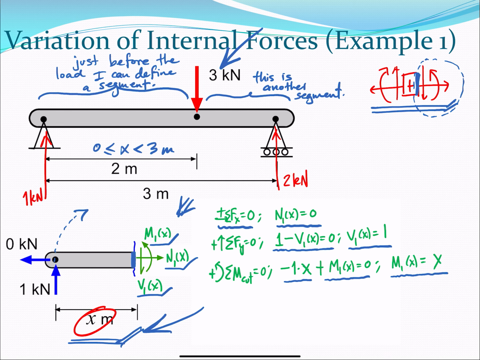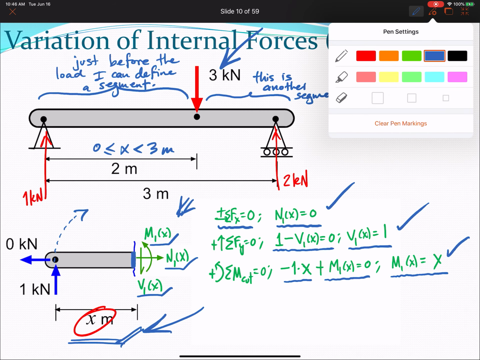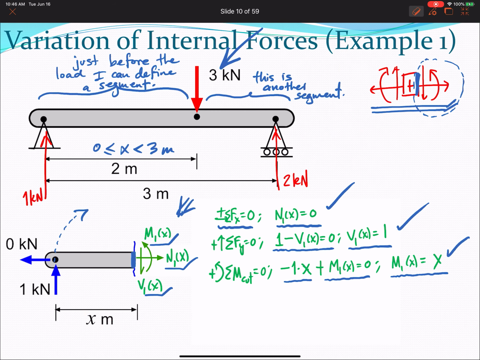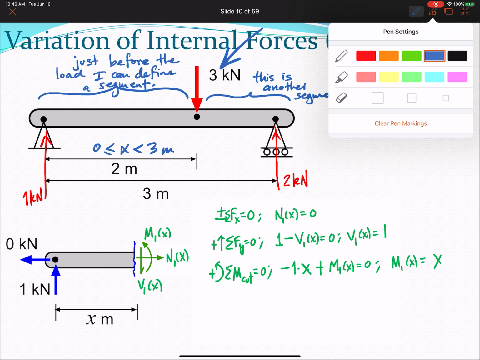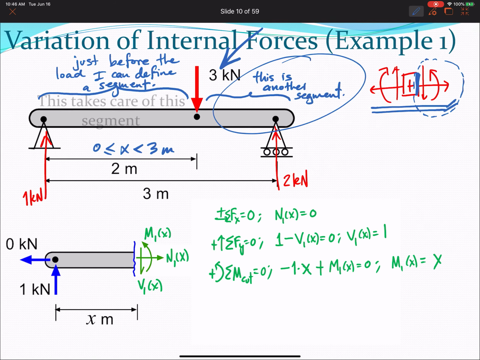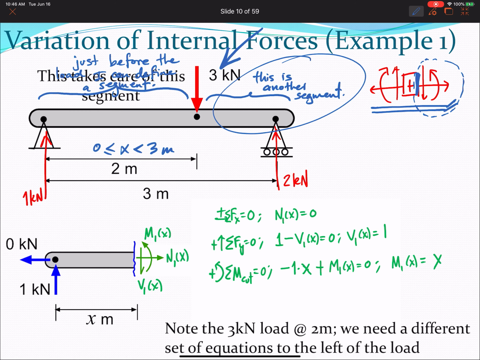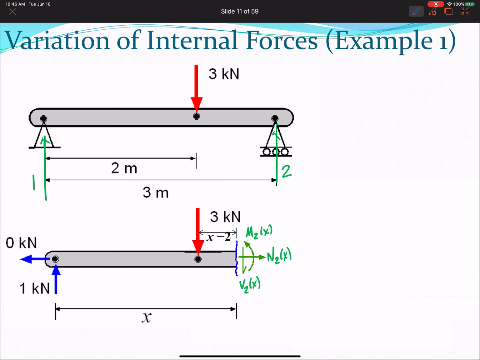These are my three equations for the internal forces, and these are valid for the first segment. So let me clean up this, and then we can see my three equations for the first segment. So now we are going to jump into the next segment, right? So this segment over here, right? This segment over there, right? Because of that 3 kilonewton load, we have now to jump into the next segment, and it's here.